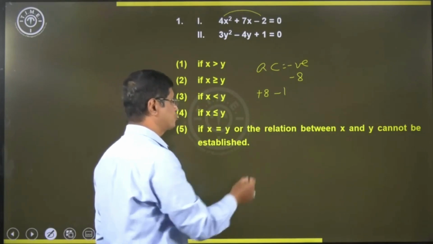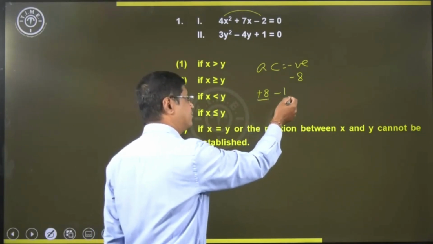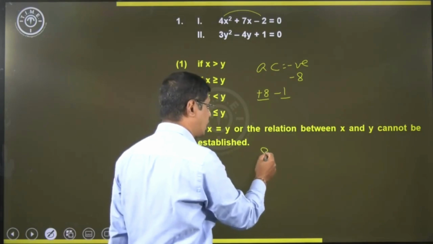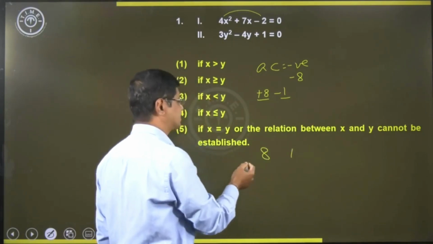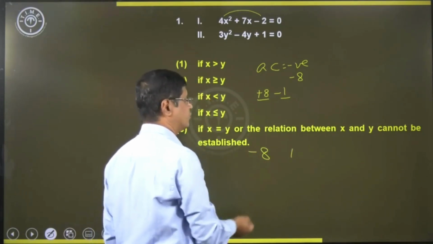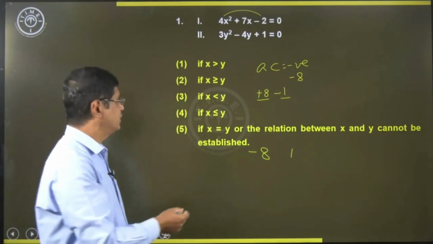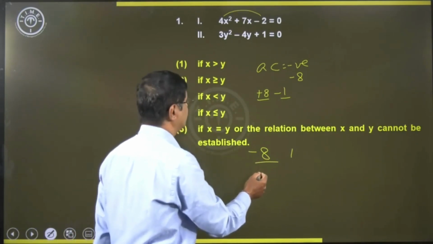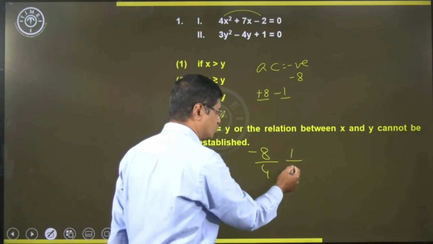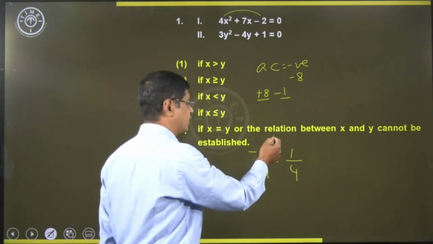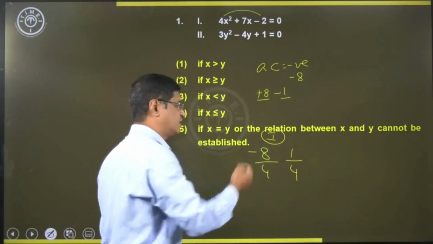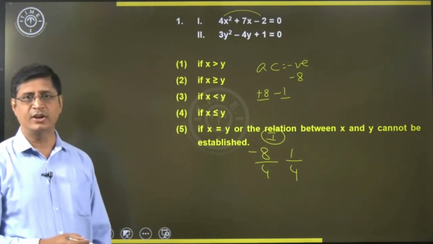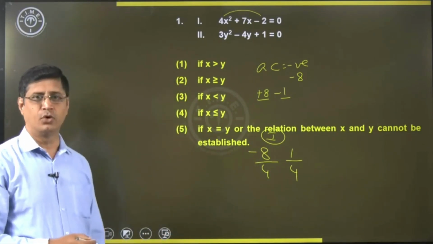Then what about the roots? Take the same numbers with the opposite sign. Opposite sign means plus will become minus, minus will become plus, and divide with the coefficient of x square, that is 4. So what are the roots of the first quadratic equation? The roots of the first quadratic equation are minus 8 by 4, and 1 by 4.